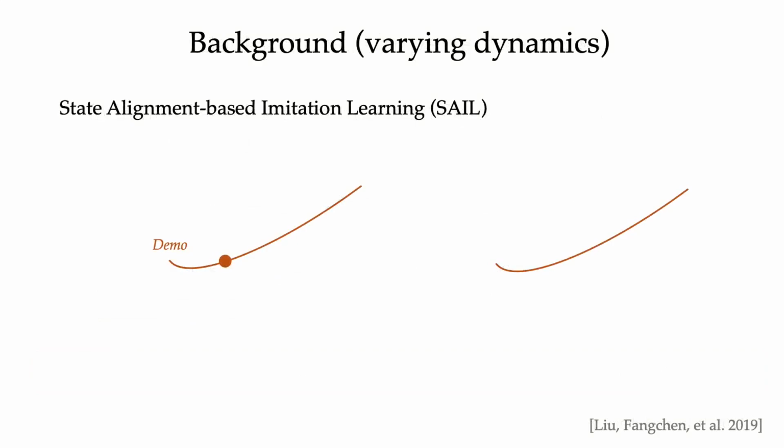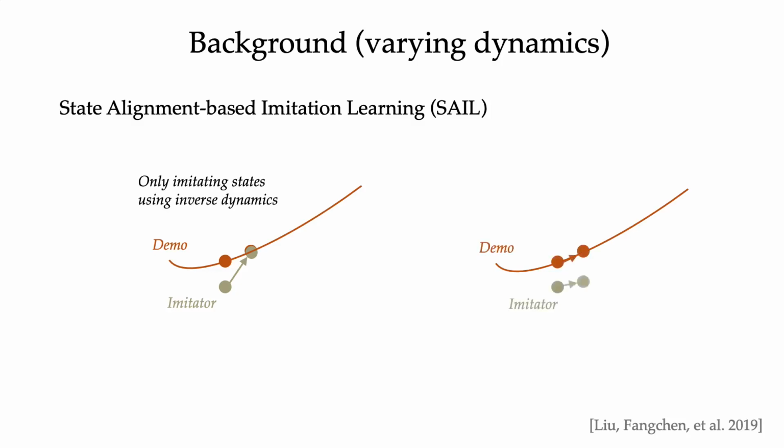We then review the work on learning from demonstrations with different dynamics. State-alignment-based imitation learning aims to learn a policy from demonstrations provided by an agent with different dynamics. The key insight is that when the state of the imitator deviates from the demonstration, if imitating the state transition, the action can be recovered by the inverse dynamics of the imitator. Then the imitator and the demonstrator can match at the next state. But if we try to imitate both states and actions, the next state can deviate even more.